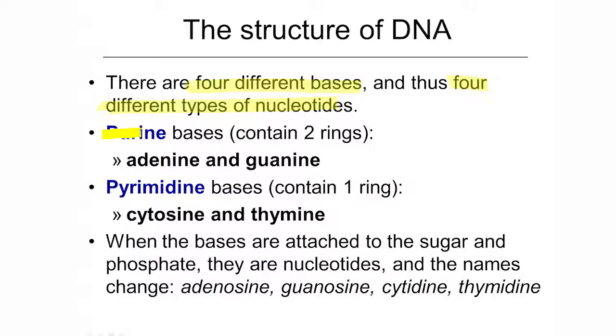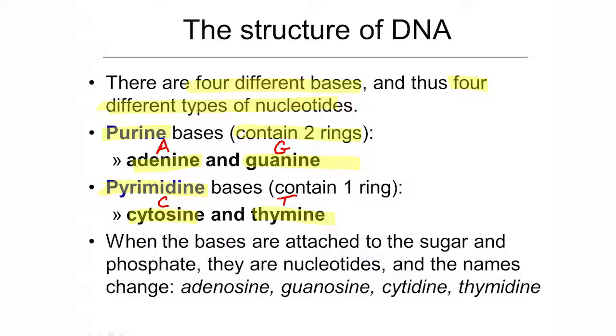So purine bases contain 2 rings. I'll show you a picture in a moment. And those bases are adenine and guanine, often abbreviated as A and G. The pyrimidine bases only have 1 ring. They're literally shorter in length, which is important in the overall structure. Pyrimidines have 1 ring, and those are cytosine and thymine. And as you may know, those are often abbreviated as C and T.